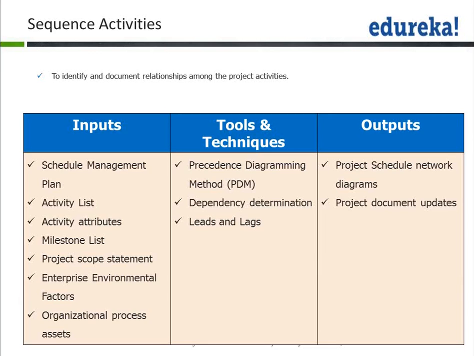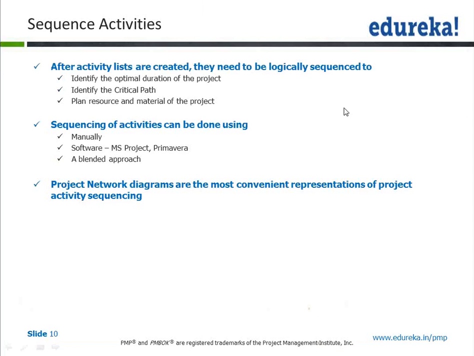This project schedule network diagram is what your project plan is, or the Gantt chart type thing. Now after activity lists are created, they need to be logically sequenced to identify the optimal duration of the project, identify the critical path and plan resources and materials of the project. So what is a critical path? What do you understand by critical path?